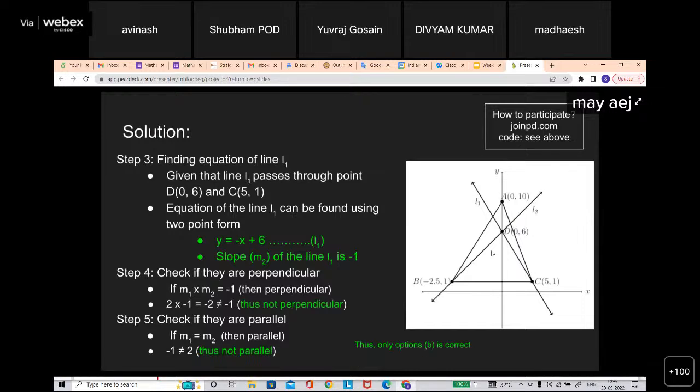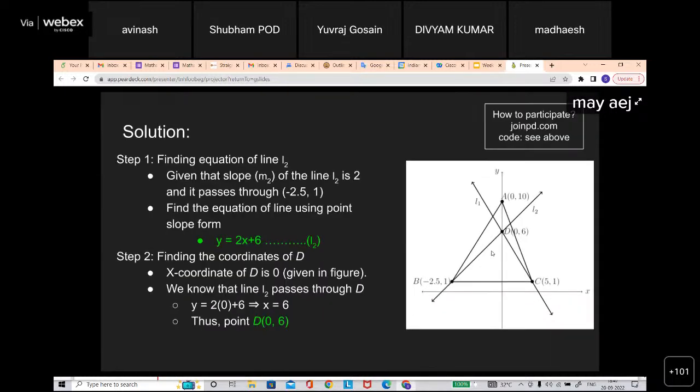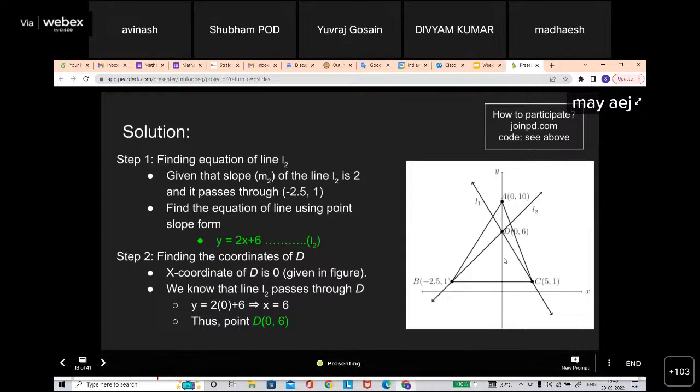Sir, sorry to interrupt. Yes. Can you explain, please, sir, how the D coordinate comes? Did you find the equation of line L2? Yes, sir. Once you find it, you can see that the line is intersecting the y-axis. That means the x is going to be 0, and you just substitute in the equation and you will get y. Here is a typo, it should be y. So you will get the coordinates of D.